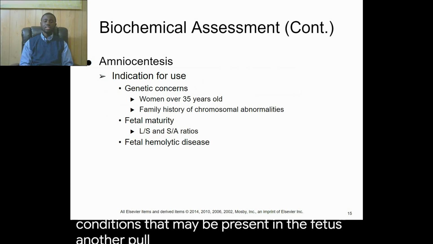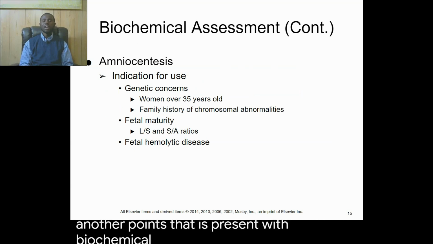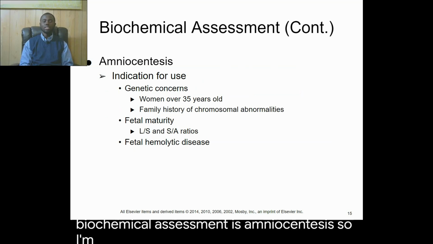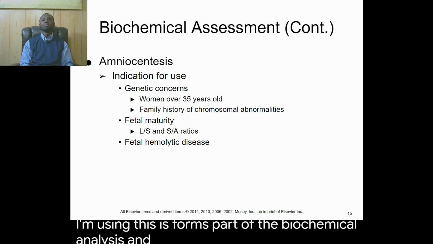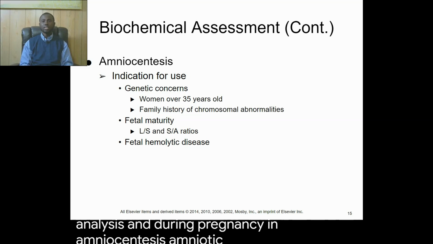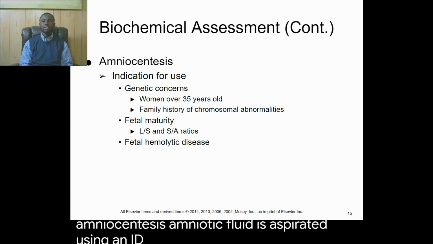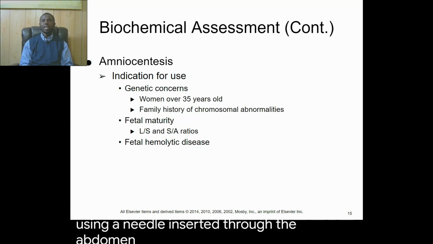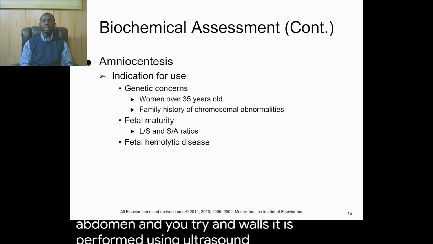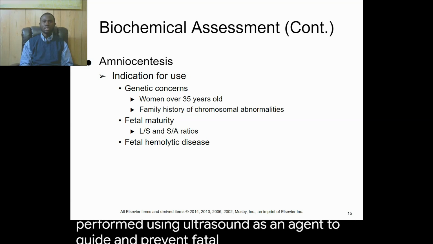Another component that is present with biochemical assessment is amniocentesis. So amniocentesis forms part of the biochemical analysis during pregnancy. In amniocentesis, amniotic fluid is aspirated using a needle inserted through the abdomen and uterine walls. It is performed using ultrasound as an adjunct to guide and prevent fetal injury.